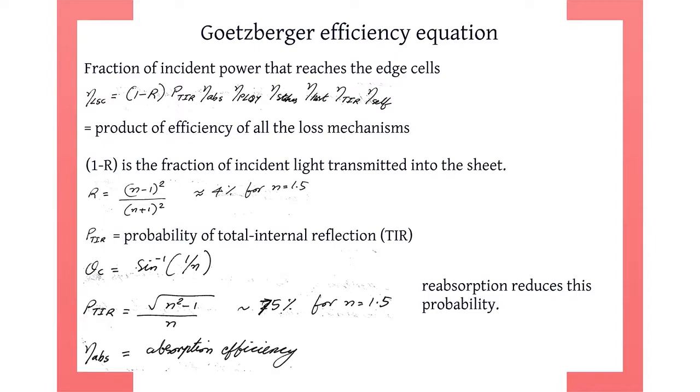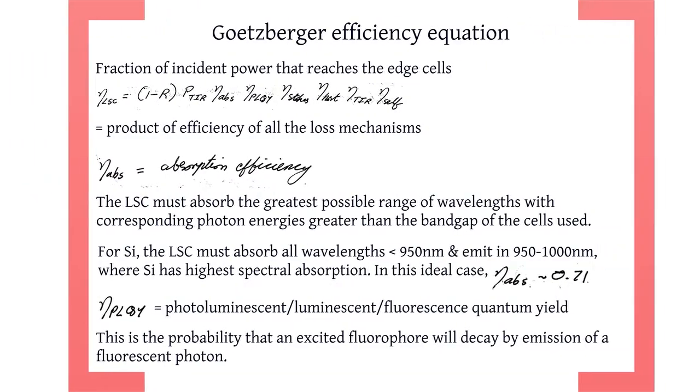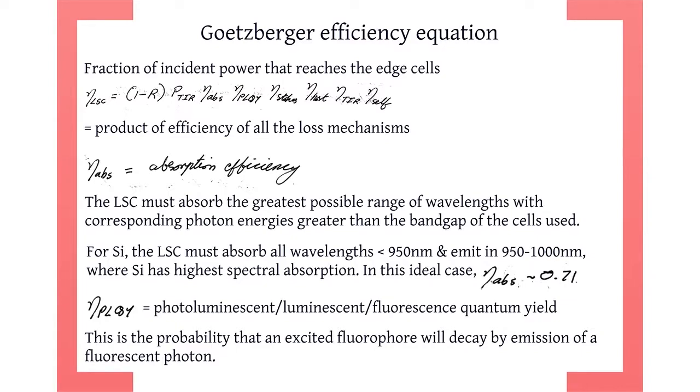In other words, the molecule might absorb that photon again, and it might get out of the system. So that's an important loss mechanism. The next term, I should say something about the absorption efficiency. So we're still here, this term.